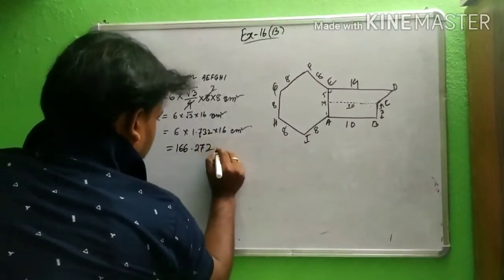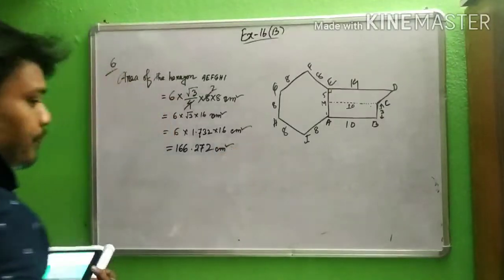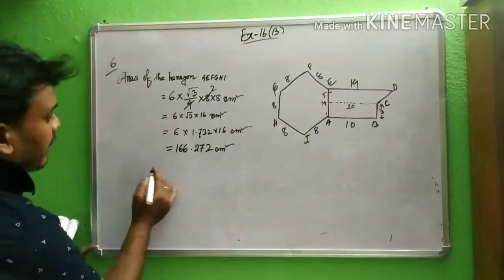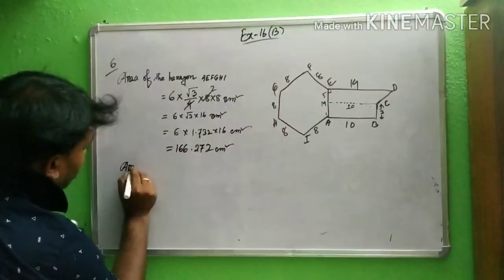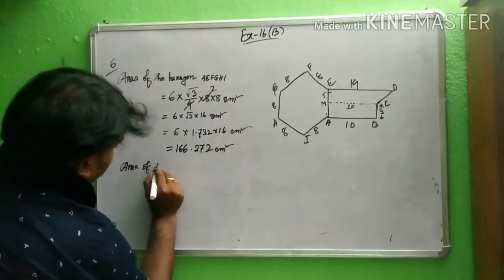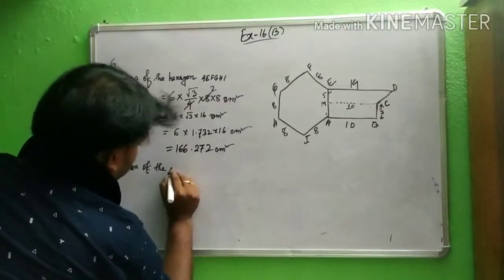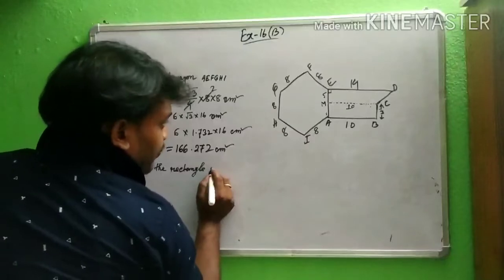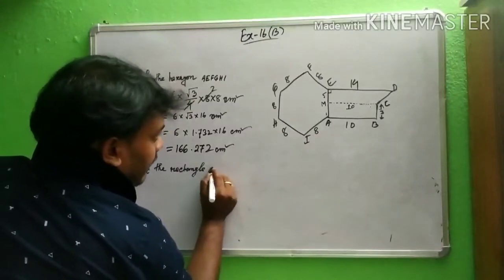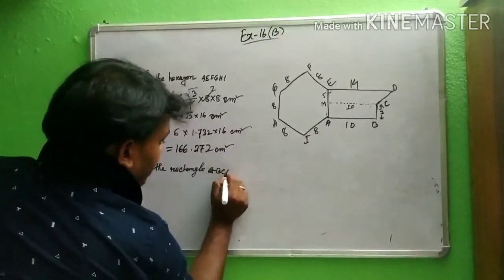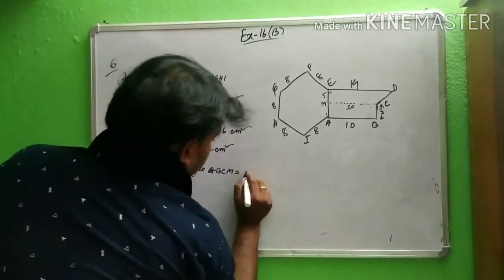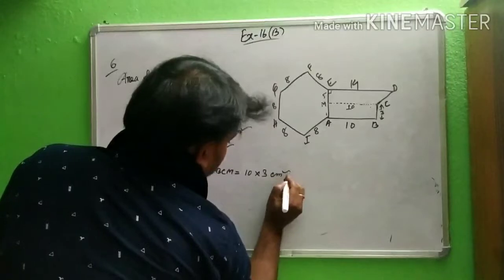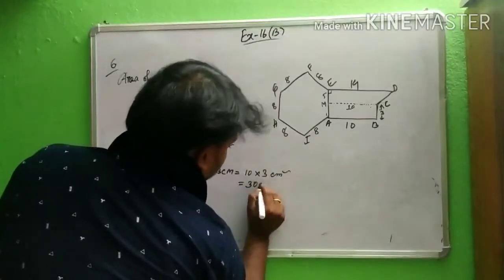166.272 centimeter square. Okay. Then the area of the rectangle ABCN: length into breadth, length is 10 and breadth is 3 centimeter square, that means 30 centimeter square.